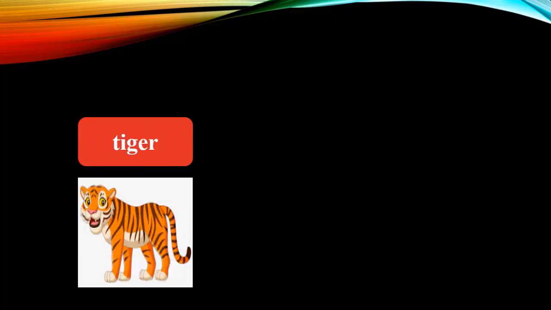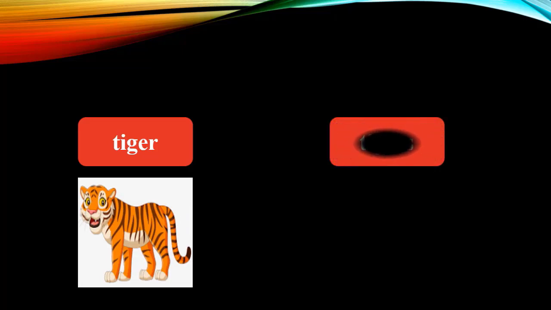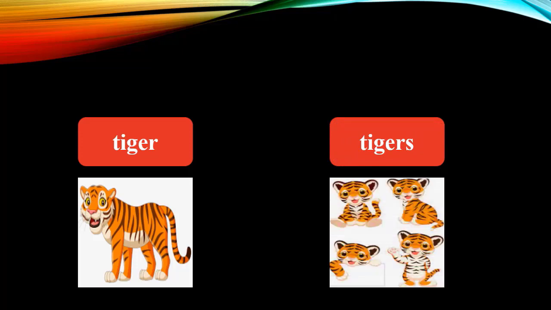Look at the 12th word. Our 12th word is tiger. Tiger is a singular word as it is one in number. Plural form of tiger is tigers, which means more than one tiger.